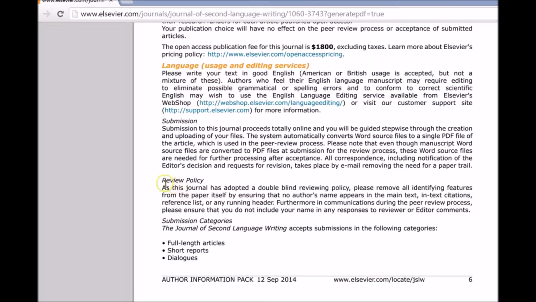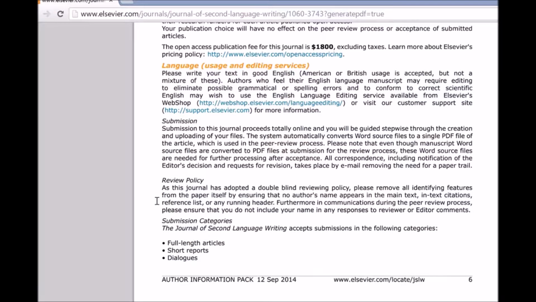It goes on down here to talk a little bit about the review policy. It's a double-blind review. It says, please remove all identifying features from the paper, ensuring that the author's name doesn't appear in the text or in the citations, reference lists.